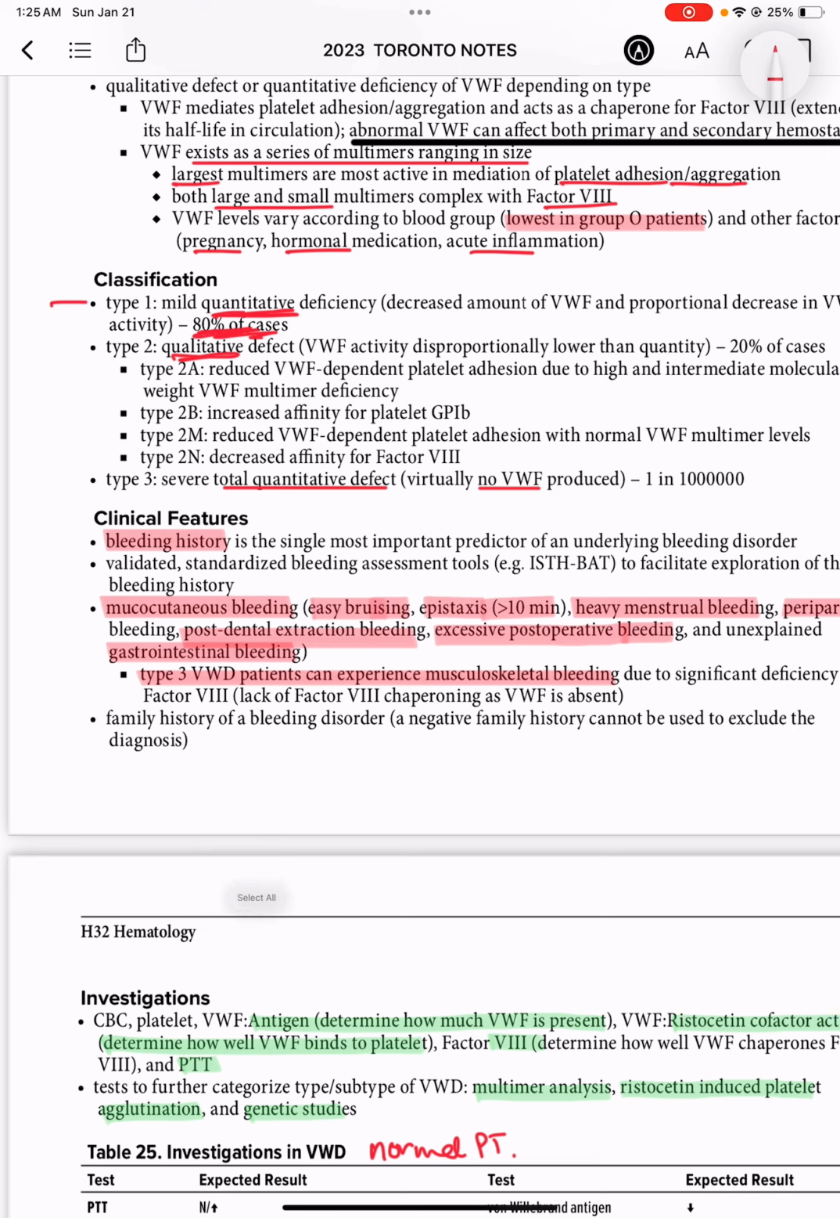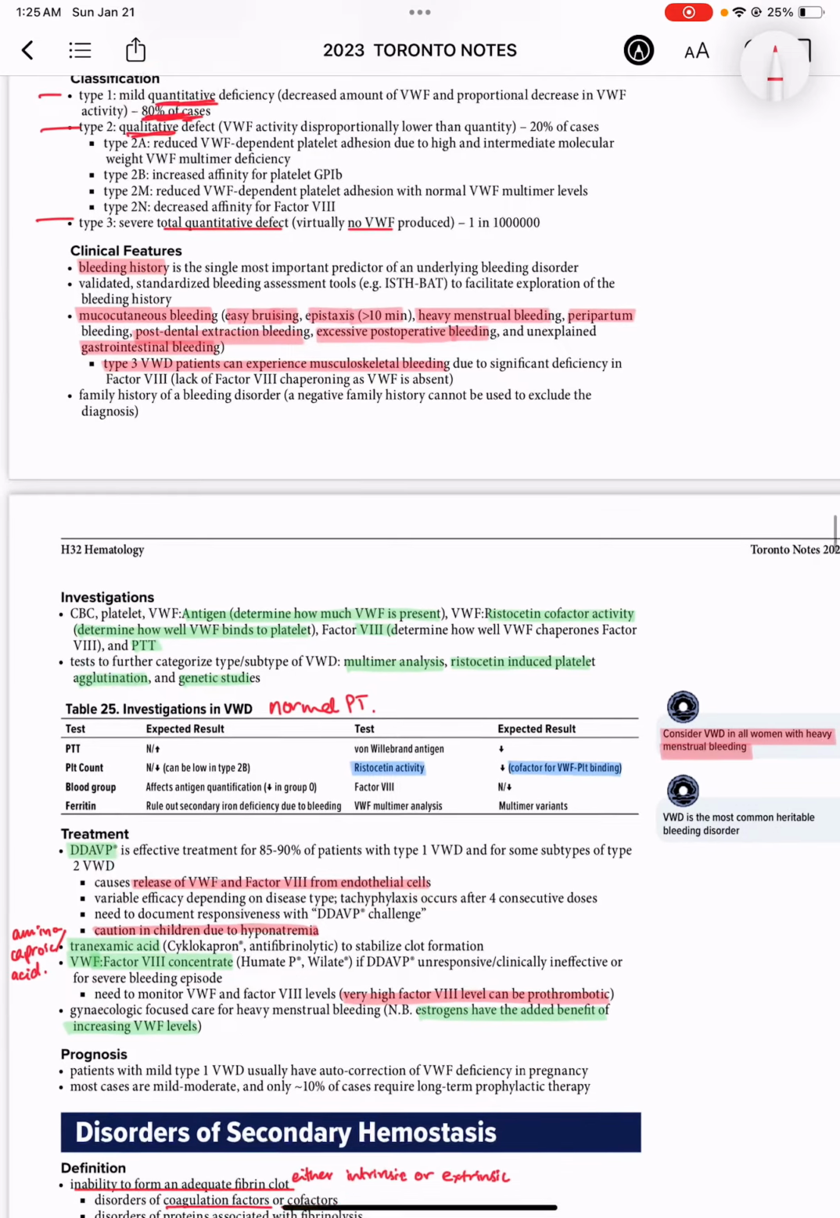And then there's type 3. So type 1, type 2, and type 3, which is severe because there is a total quantitative defect. There is virtually zero von Willebrand factor produced, no von Willebrand factor produced. This is the most severe one.